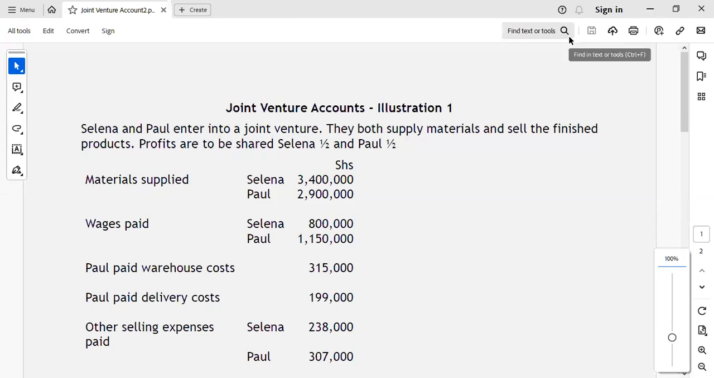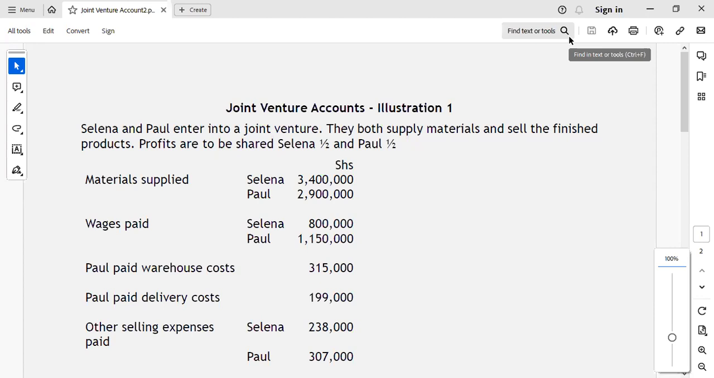Joint venture accounts, illustration 1. Selena and Paul enter into a joint venture. They both supply materials and sell the finished products. Profits are to be shared, Selena a half and Paul a half. So they share profits equally.